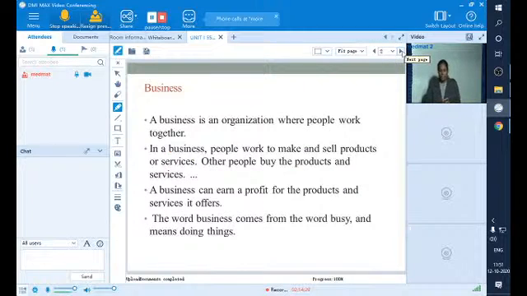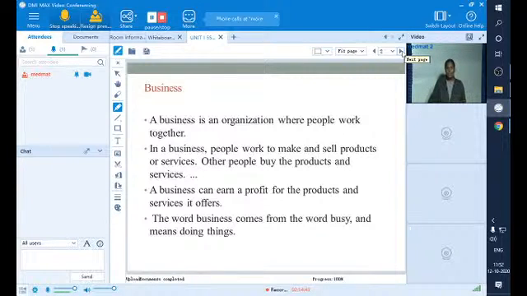So the first thing, if you want to see the business organization and environment, the first unit, you are going to study about the business, the definition of business. Okay, you are going to see the definition of business.